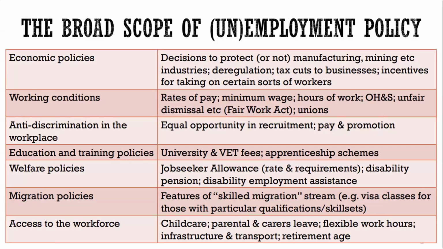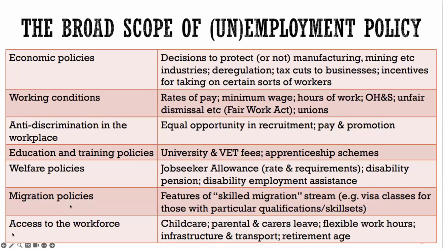Education and training policies are another area where we get to see which skills are in high demand in the labor market. And we get to focus more on those in universities and vocational training, but also welfare policies broadly, including job seeker allowance, disability pension, disability employment assistance, and all the other welfare benefits we have spoken about in previous weeks. And of course, migration policies, which I had started explaining, where we get to feature specific skilled migration streams and specific subclasses for work visas among people we might need the most.